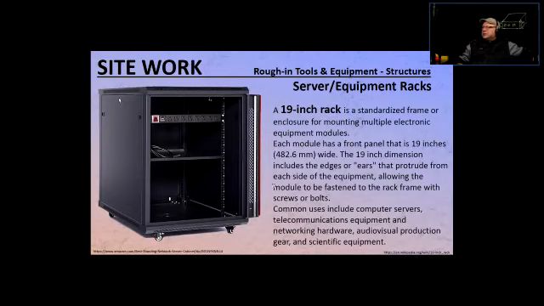All right. So okay, after all this spiel that I gave you, let's just take one more look at this whole thing, see if it makes more sense. A 19-inch rack is a standardized frame or enclosure for mounting multiple electronic equipment. Each module has a front panel 19 inches wide. The 19 inches dimension includes the edges of the ears. So the 19 inches would be from here, the end of the ear, to the end of the ear. That would be the 19 inches here, okay?